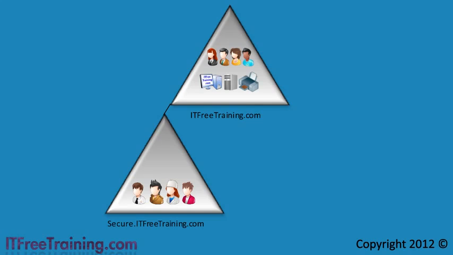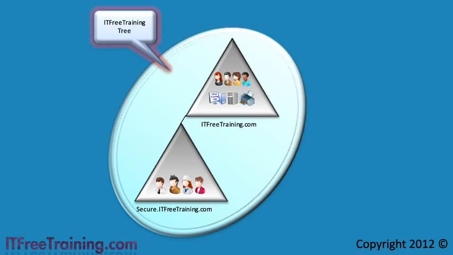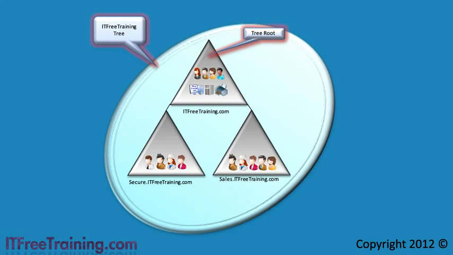In this case, the new child domain is called secure.itfreetraining.com. When you have two domains like these that share the same root namespace, in this case itfreetraining.com, these are referred to as being in the same tree. IT Free Training is at the top of the tree, so it is considered to be the root domain. To illustrate this better, you could add yet another domain called Sales. As long as Sales shares the itfreetraining.com namespace, it is part of the tree.